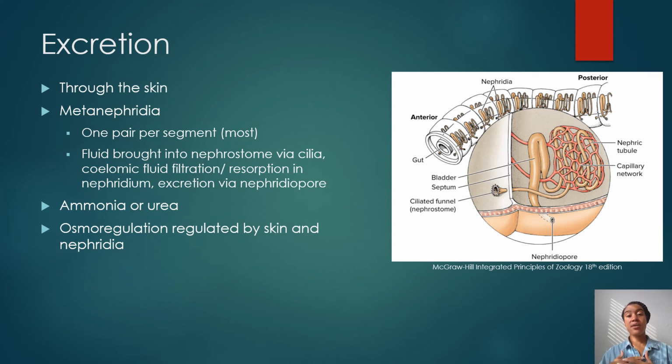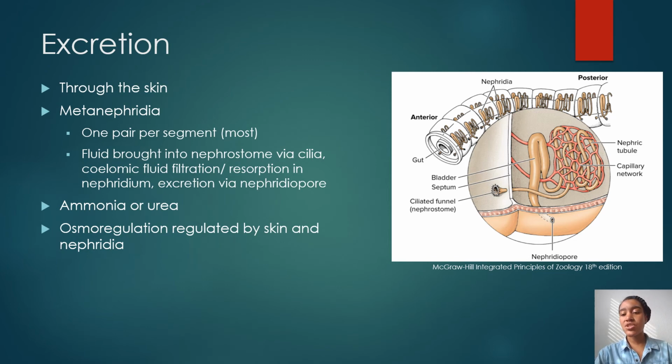For the excretion of waste, annelids have basically two main options. They can either just excrete their waste through their skin, as they do when they're respiring, so they would just use diffusion to remove the waste. But then they can also use something called the metanephridia. The metanephridia are kind of like kidneys, but they're not true kidneys. And there's one pair of metanephridia for every body segment.